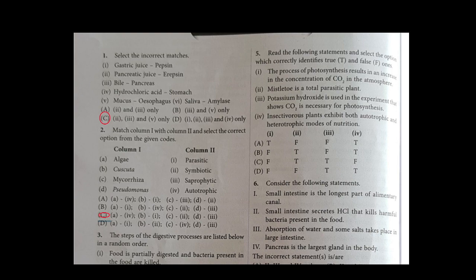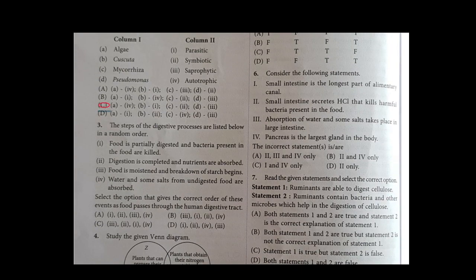Now let's move to the third question, which says the steps of the digestive process are listed below in a random order. What are these options? Food is partially digested and bacteria present in the food are killed. Digestion is completed and the nutrients are absorbed. Food is moistened and breakdown of starch begins. Water and some salts from undigested food are absorbed. Now we have to select the option that makes the correct order of these events as the food passes through the human digestive tract.